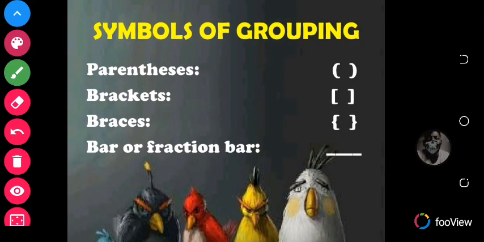Symbols of grouping. We have things that are used to group expressions or numbers in algebra, and we have parentheses. Parentheses look like this. This is what we call a bracket. So note the names. This is what we call parentheses, this is a bracket, this is braces, and this is a bar or a fraction bar, which we use for the division sign. So note the terms here.